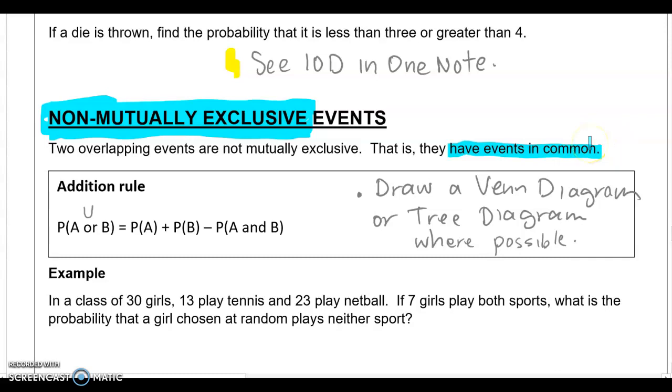Now there's an addition rule that we can use for this one. And the addition rule says that the probability of A or B is equal to the probability of A plus the probability of B minus the probability of A and B. Now that's a rule that is going to be handy to use, and I'll explain a little bit more in a second, but wherever possible, we still want to try and draw our information into a Venn diagram or a tree diagram, and if we can't do that, then we'll rely a little bit more on that rule.